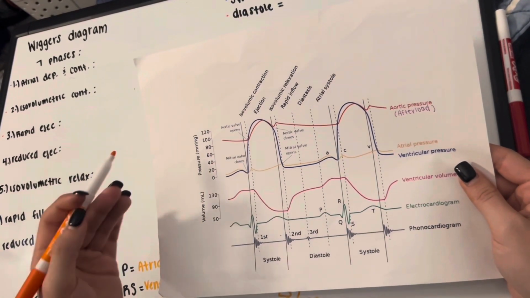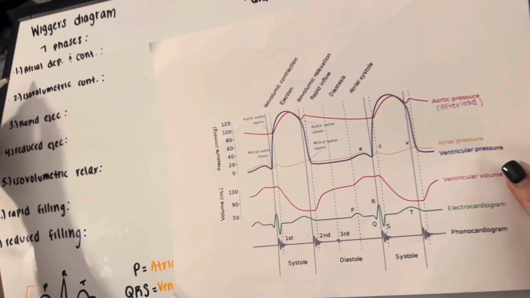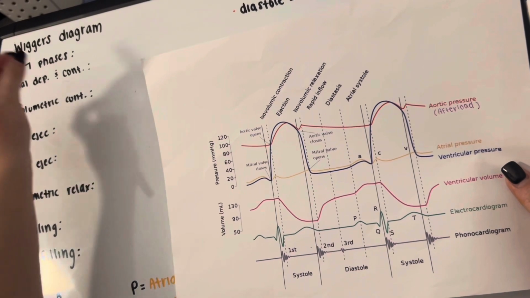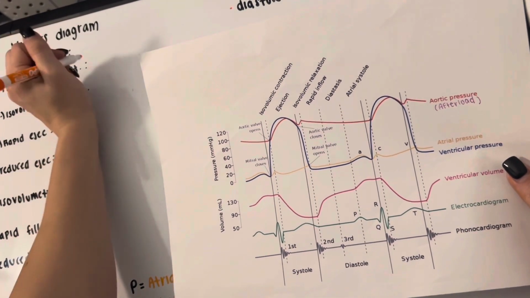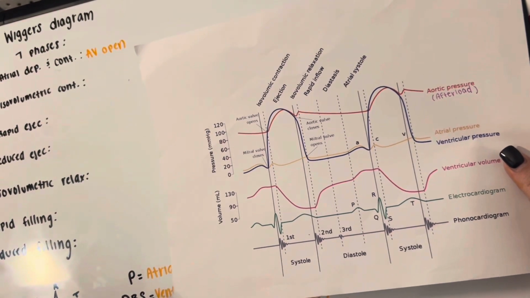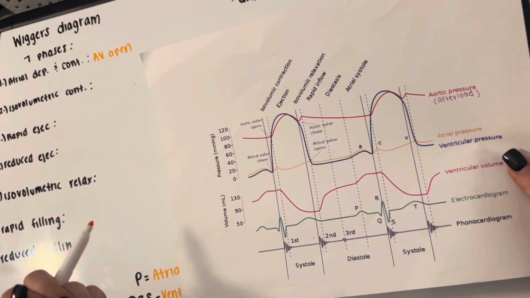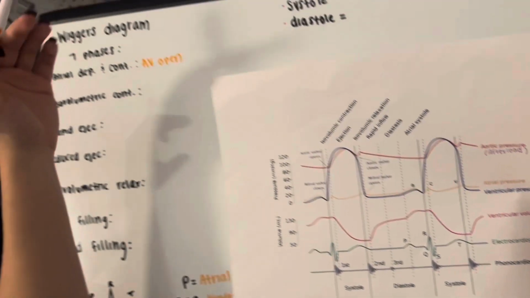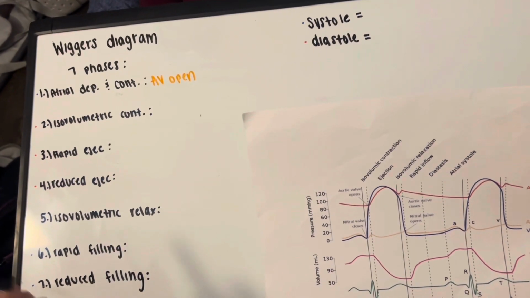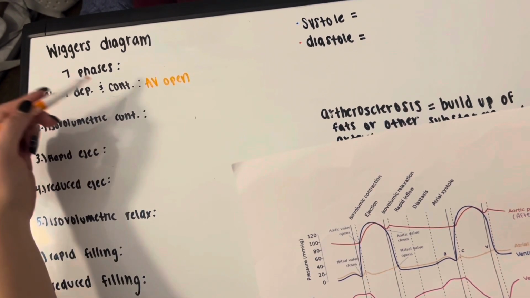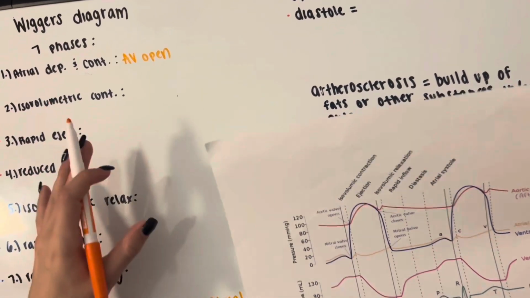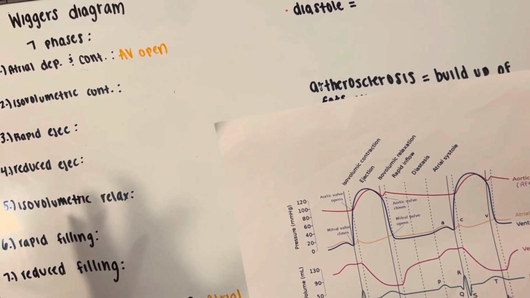So there's 7 different stages to the Wiggers diagram. Stage 1 is atrial depolarization and an atrial systolic contraction. This basically means that your AV valve is going to open and your aortic and pulmonary valves are going to be closed. So this is whenever the blood leaves the atrium and goes into the ventricles. This is part of the systolic contraction. I marked all of them so they're able to be seen as to which part of contraction each one of these things is happening in.